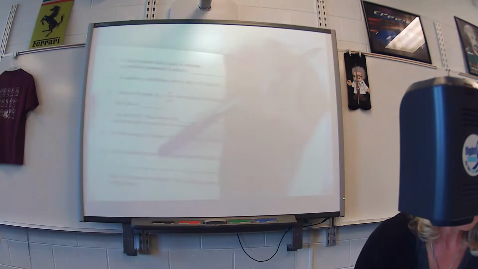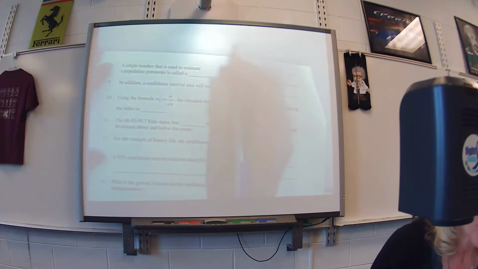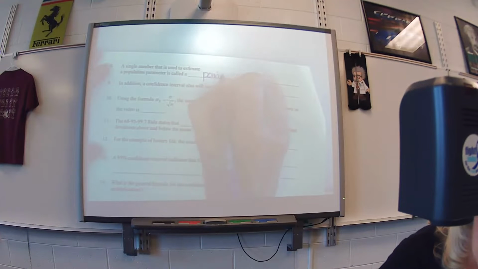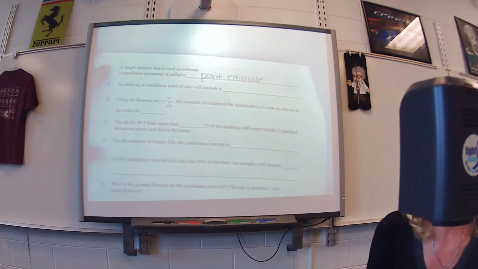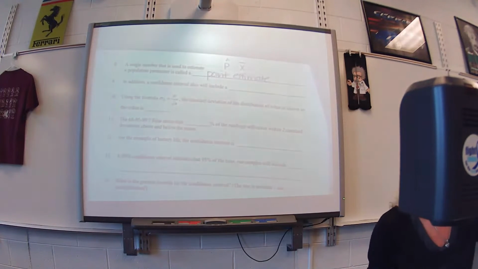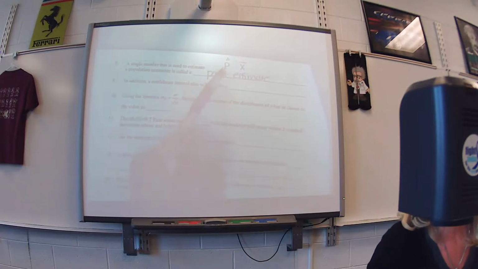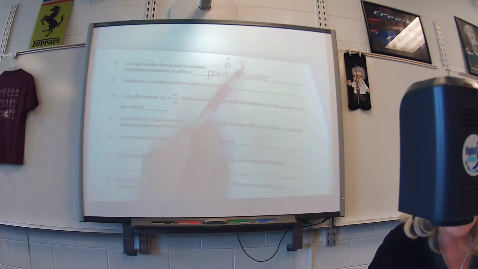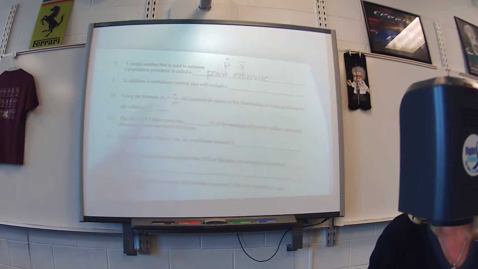A single number that is used to estimate a population parameter is often referred to as a point estimate. Again, this ends up being your sample statistic, your p hat or your x bar. Those are the ones that we commonly use. And again, this is going to be us in section 8.2. This will be us in section 8.3. This whole video was doing an x bar.